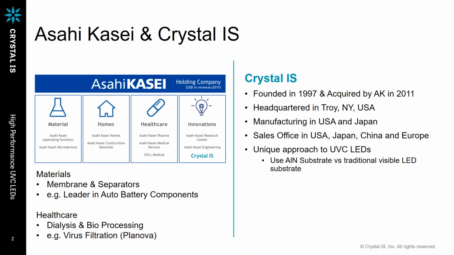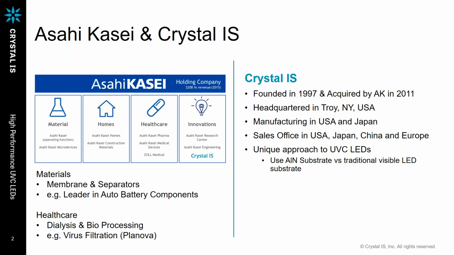So who we are, briefly: Crystal IS was founded in 1997 and acquired by a large Japanese firm, Asahi Kasei, in 2011. As you can see on the left-hand side, our holding company, Asahi Kasei, has many different divisions, and they do a lot of different things from materials to healthcare, and including homes. But Crystal IS actually falls under their research center and innovation group.